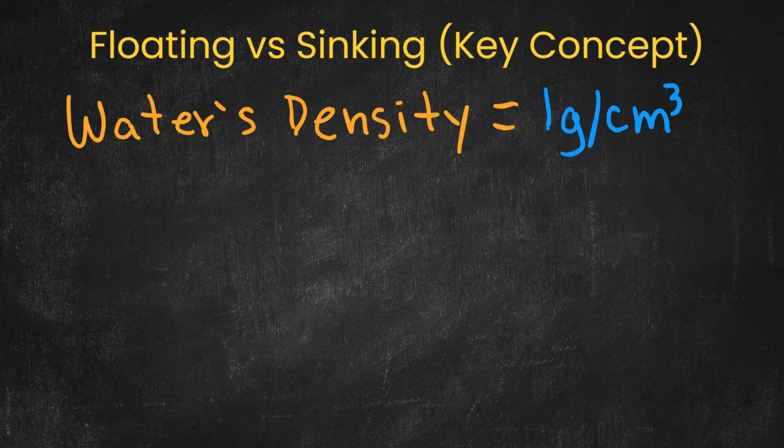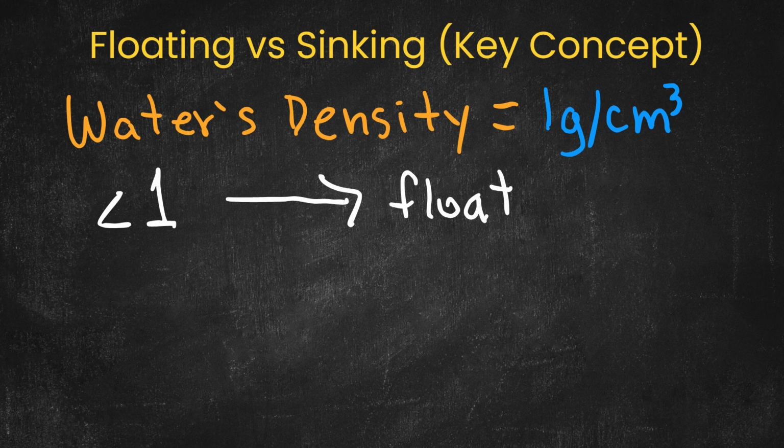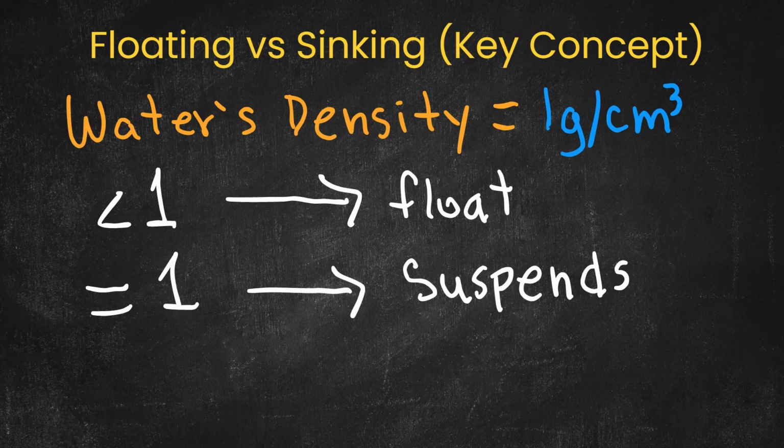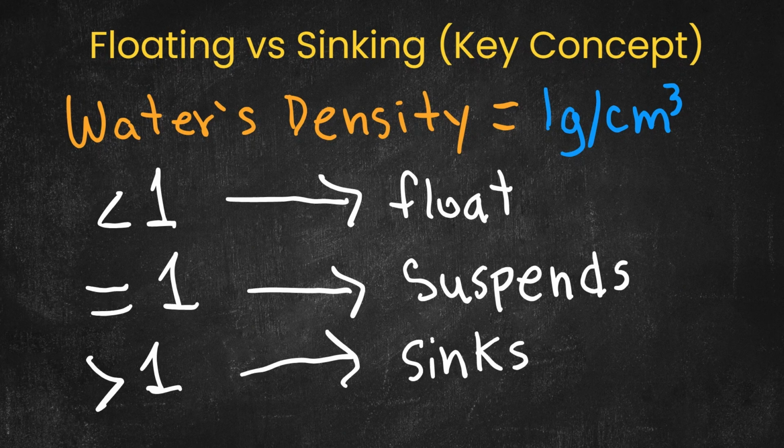Now let's talk about floating versus sinking. This concept is very important, and it's a topic you should remember when you learn about density. Now, something to remember is that water's density is equal to 1 gram per cubic centimeter. If something is less than 1, it simply means that it will float. If something is equal to 1, it will suspend. And if something is greater than 1, it simply means that it will sink. This is why oil floats on water.